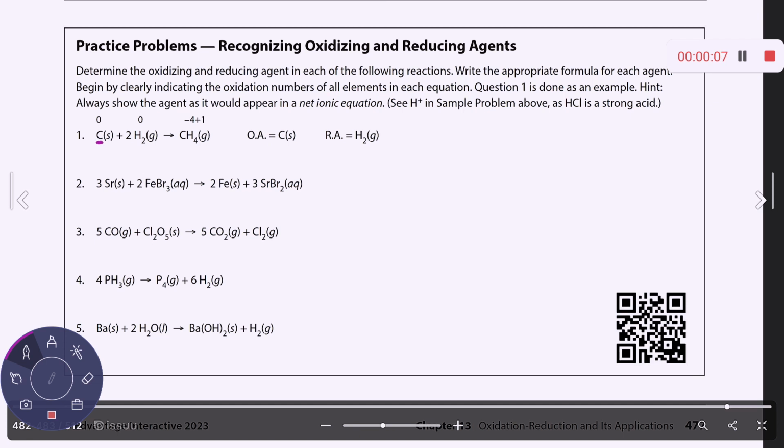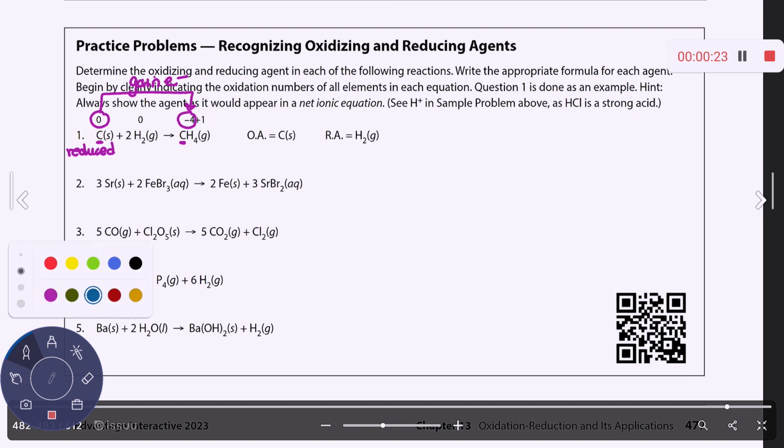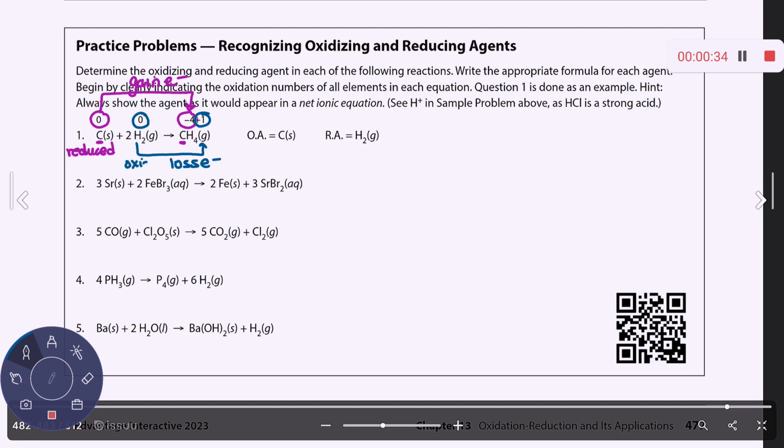Here, carbon went from a 0 to a -4. So that means this right here is gaining electrons. So that means carbon is reduced. And then hydrogen is going from a 0 to a +1. So that is a loss of electrons. So that means oxygen is oxidized. I'm just writing it as an abbreviation because I don't have enough room.